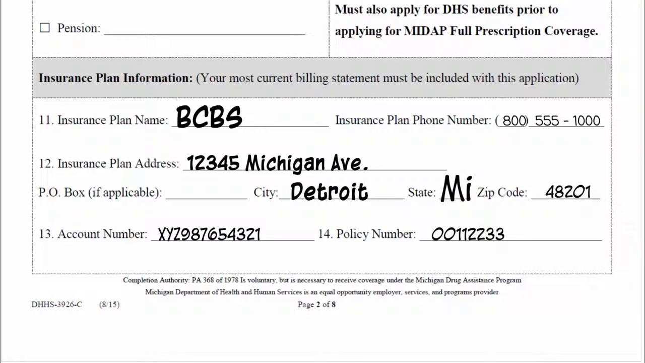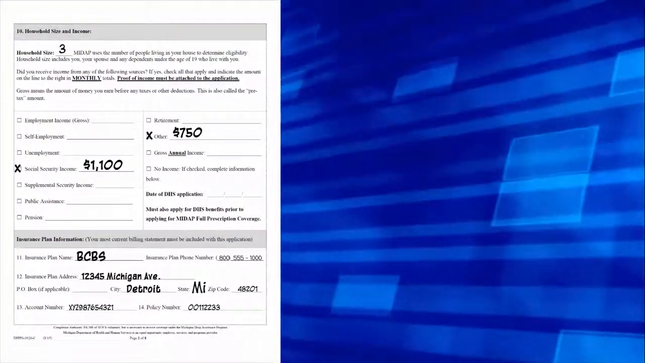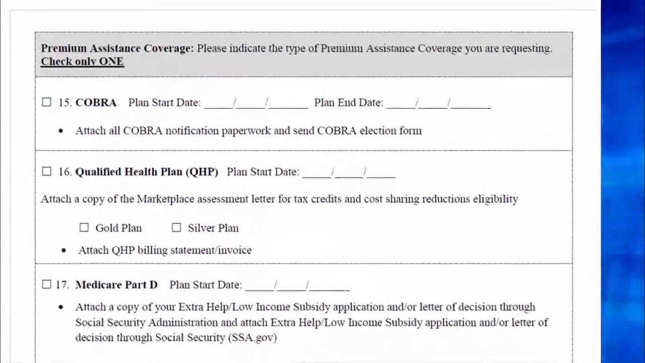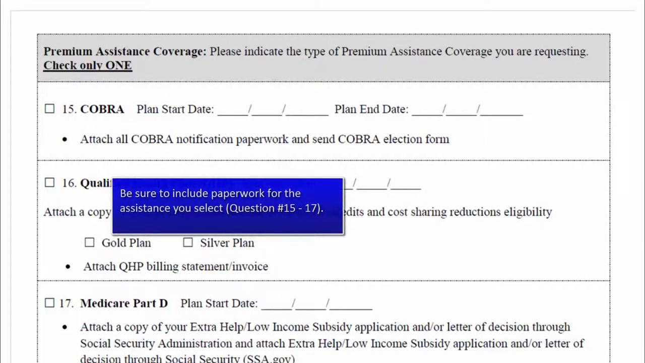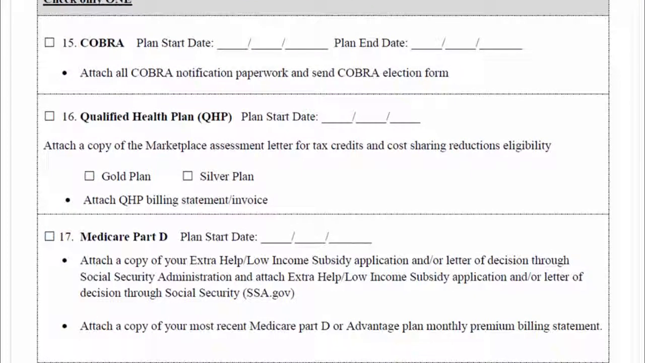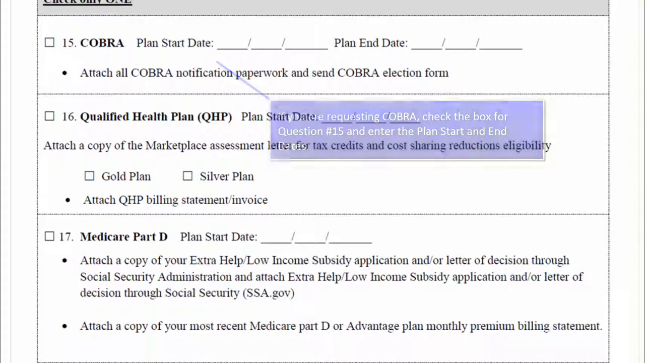for question 14. The next section is where you will identify the type of assistance you are requesting. You will check only one box in this section. You will also need to send in the paperwork for the assistance you select with your application. If you are requesting assistance with COBRA, check the box by question 15 and write in the start date and end date for your plan.